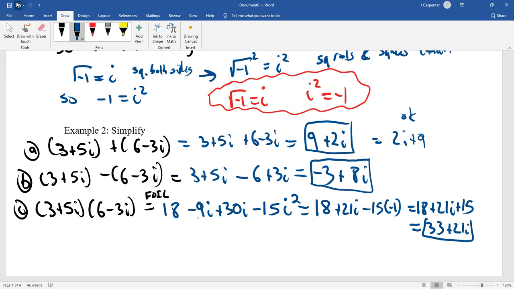Some people will stop with the previous. They'll stop here, but the 18 and the 15 are alike. You got to make sure you catch that. You got to combine them.